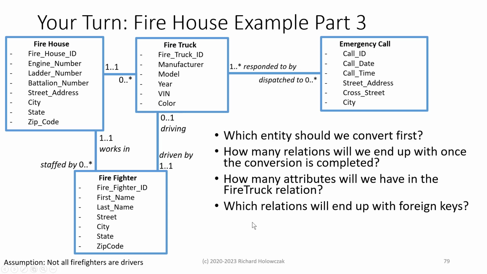So we ask these questions: which entity should we convert first? How many relations will we end up with once the conversion is completed? How many attributes will we have in the fire truck relation? And which relations will end up with foreign keys? For the third time here, I invite you to pause the video, see if you can jot down some answers, and then you can go ahead and play the video and see what we have.